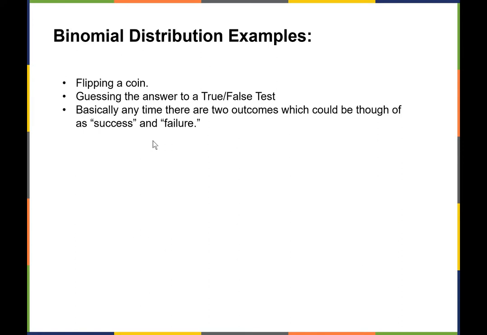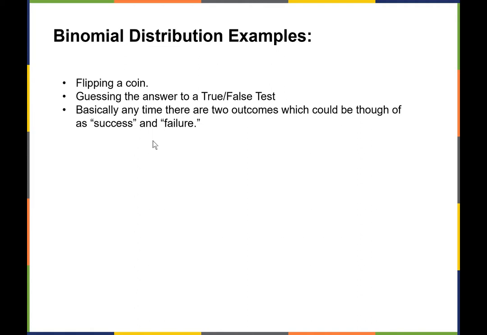All right, so let's look at some examples. Maybe we're going to flip a coin a whole bunch of times in a row. Each coin flip is a trial of the experiment. If it's a fair coin, it would be 50% chance of success. And the number of trials depends on how many times we want to flip the coin.